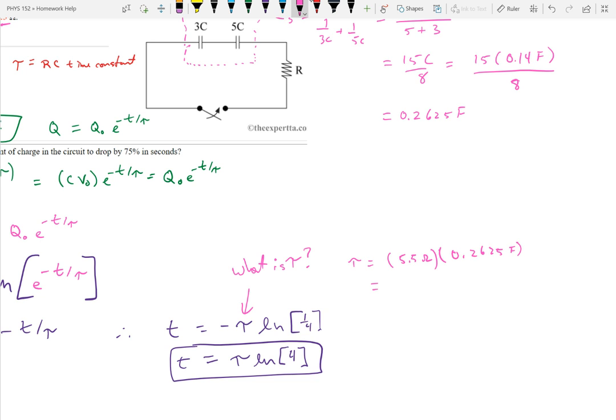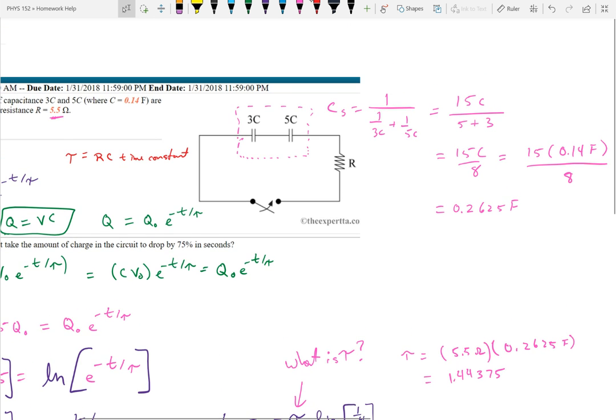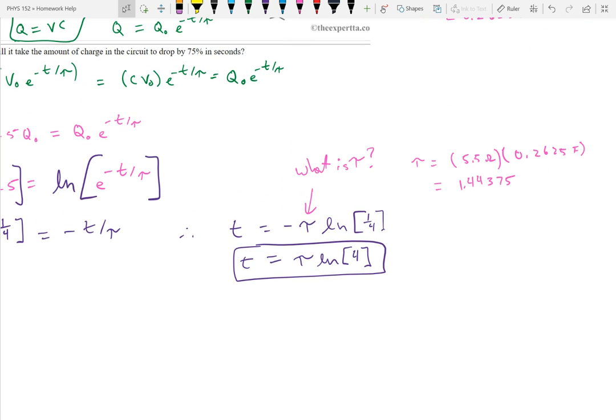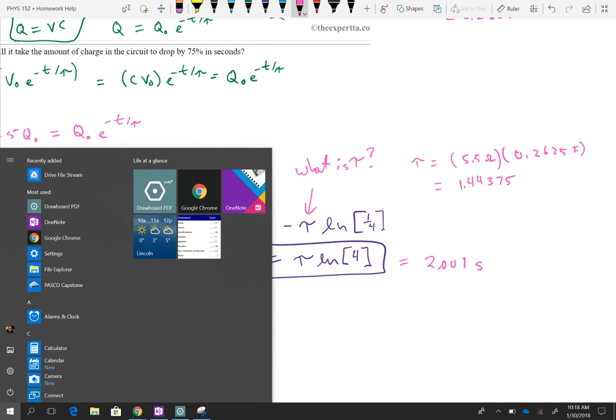1.44375, even though clearly we don't have anything close to that number of sig figs. We only have 2 sig figs, so 1.4 would be enough. Then we need to take that and multiply it by the natural log of 4. And so that's 2.001 seconds. So let's check and see if we did the math right.